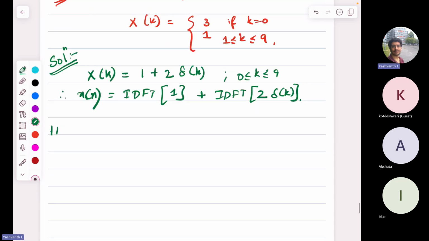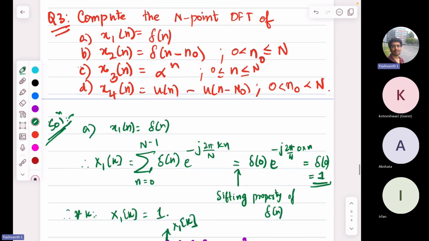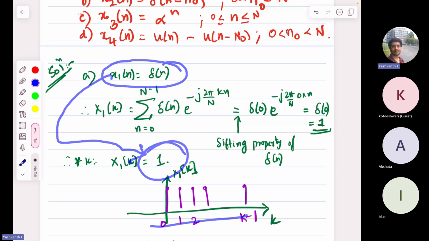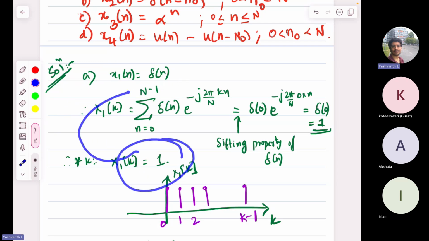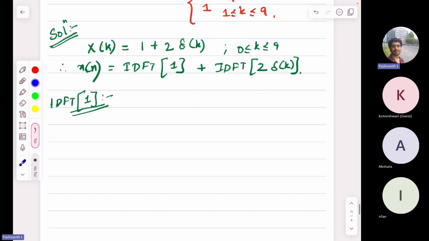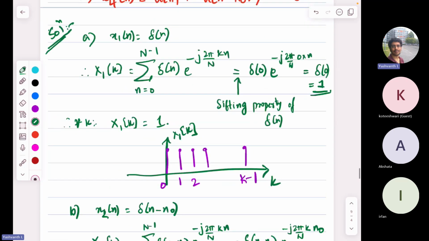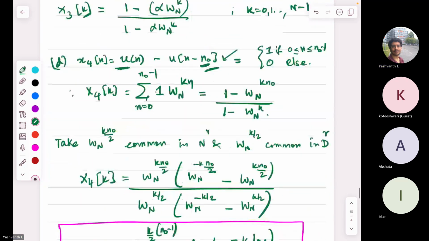Okay, so let's find the IDFT of 1. What is the IDFT of 1? We saw above that if I have a delta function, then its corresponding DFT is equal to 1. Or in other words, if the DFT is 1, the corresponding time domain inverse DFT is equal to delta of n. Therefore, IDFT of 1 is equal to delta of n. This is really this 3a.